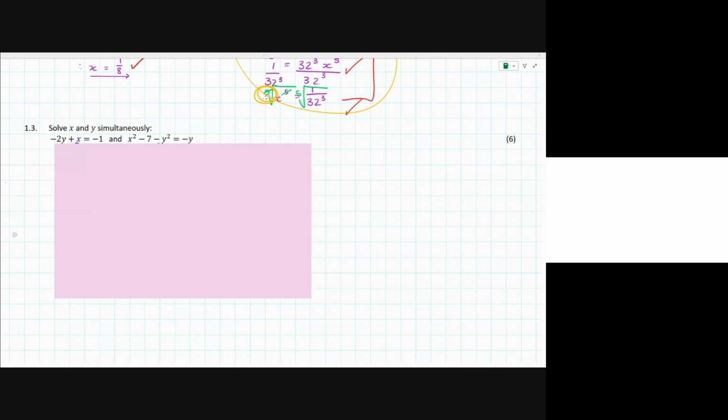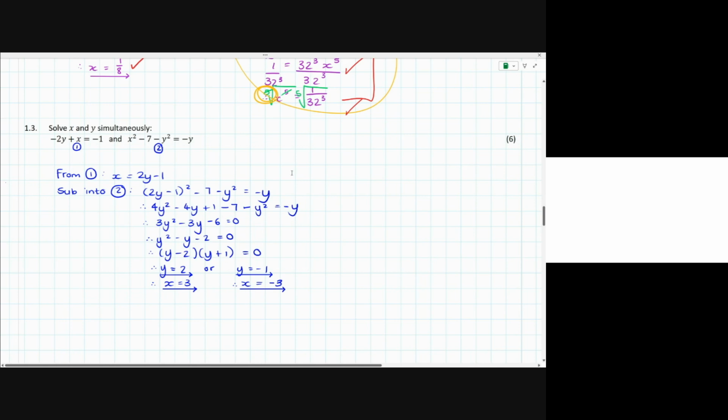Okay, let's check, because I'm not getting a y equals 2. So let's just double check. You can either tell me where I've gone wrong or you can see where you've gone wrong. Right, so from the first equation, that linear equation, I isolated x. So I got x alone, which means x is equal to 2y minus 1. I brought that negative 2y over.